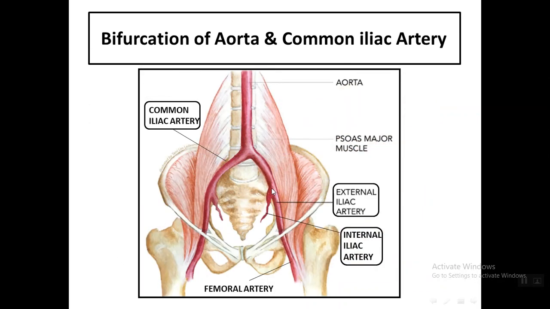The internal iliac artery passes to the pelvis to supply the pelvic organs, while the external iliac artery follows the medial border of the psoas major muscle, and then passes under the inguinal ligament to become the femoral artery. The femoral artery is the main blood supply to the lower limb.